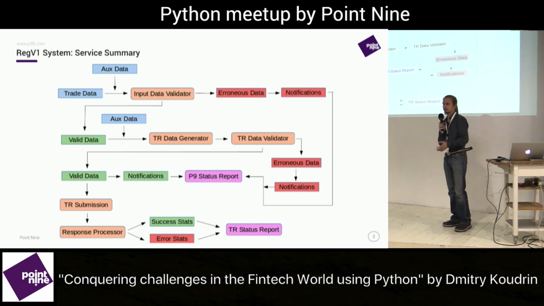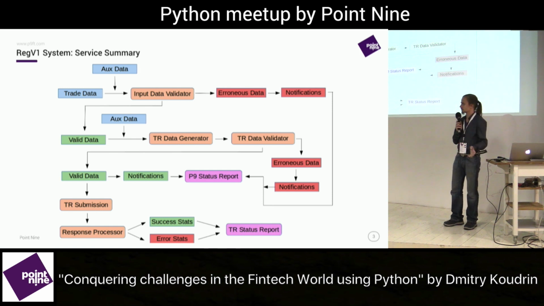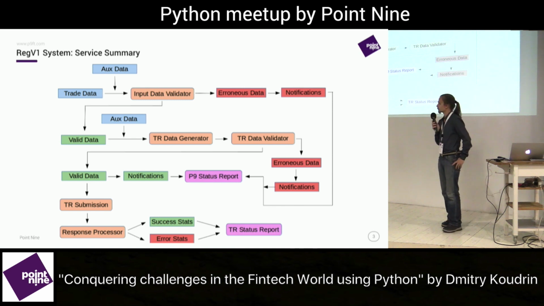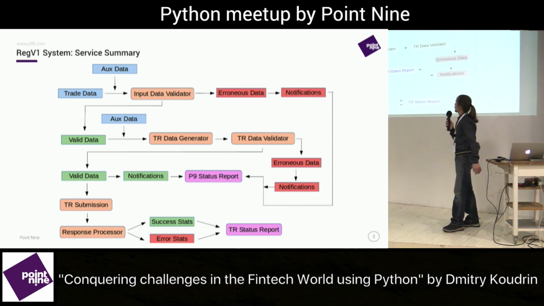One is erroneous data, which goes straight into the reports, notifications, and reports about those notifications. And valid data is then processed further and is enriched with our internal auxiliary data, which comes in the so-called onboarding files, which contain information about legal entities and instruments that our clients use in their trading activity. And then it goes to the trade data generator, which basically generates the output for one of those trade repositories I mentioned on the first slide.